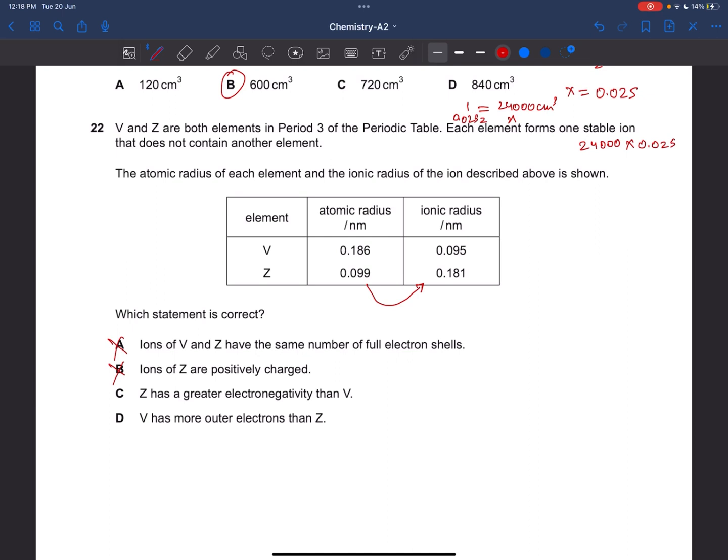Z has a greater electronegativity than V. Okay, so basically let's see. As you guys know, this is a period, right? And the atomic radius decreases across a period. So the trend in the periodic table would be V and then Z here. If the atomic radius decreases, the electronegativity should increase. So Z has a greater electronegativity than V. This is absolutely right.